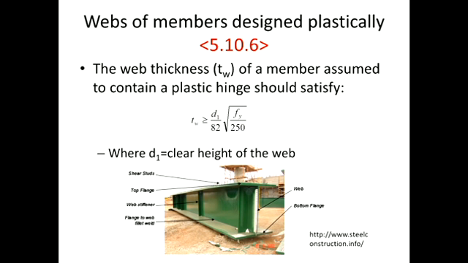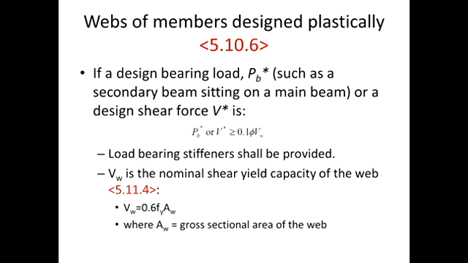So the thickness of the web has to be greater than or equal to d1 over 82 multiplied by the square root of fy over 250. When we look at design for shear, we are going to look at this a bit more in detail. When you have this condition being satisfied, you can refer to the web as being stocky. So that's one of the conditions for the web, where plastic hinges are going to form.